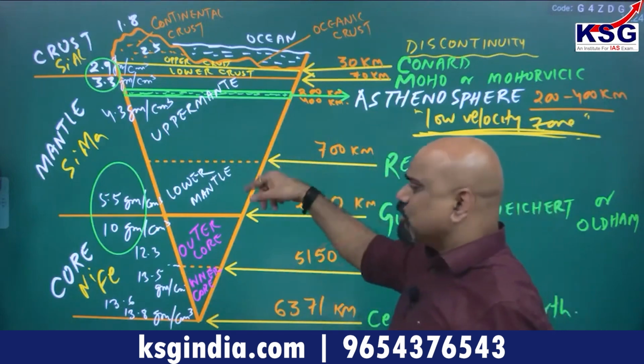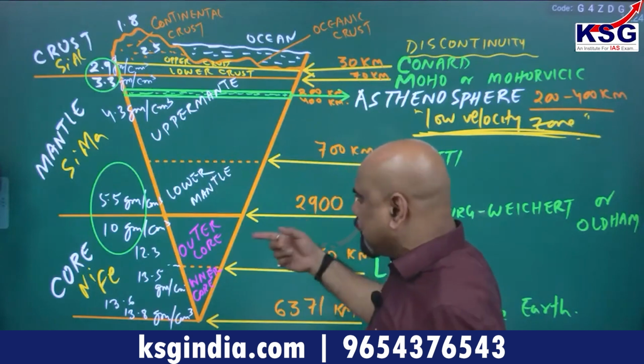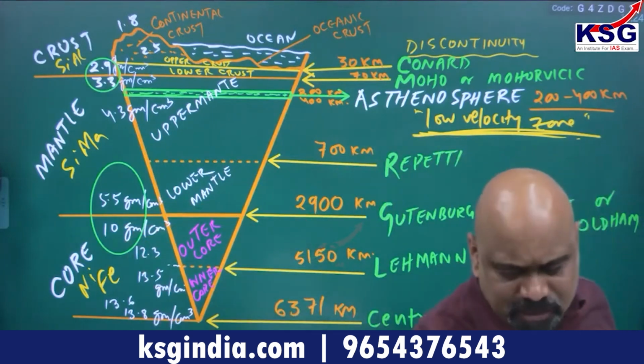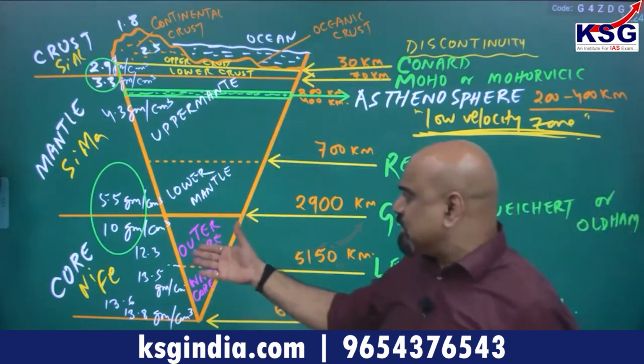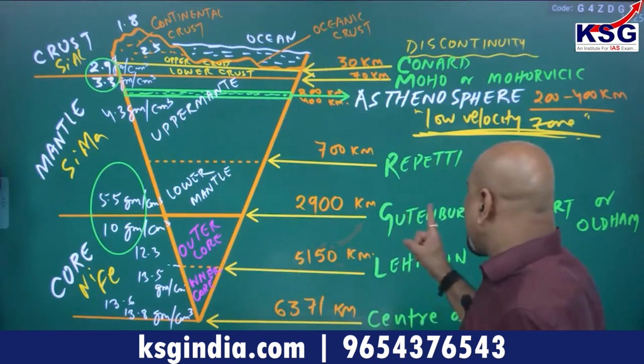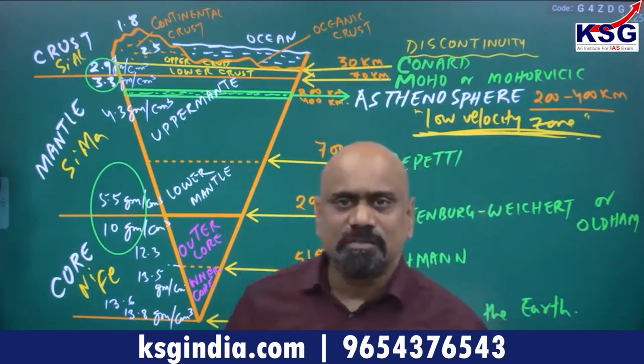Here some fluctuation is there, rapid discontinuity is there. Gutenberg is a very important discontinuity where there is a sudden change from 5.5 to 10 gram per cubic centimeter. There is a great change in the density level you can see here. So at the Gutenberg, which is the Oldham discontinuity, a very interesting thing happens.